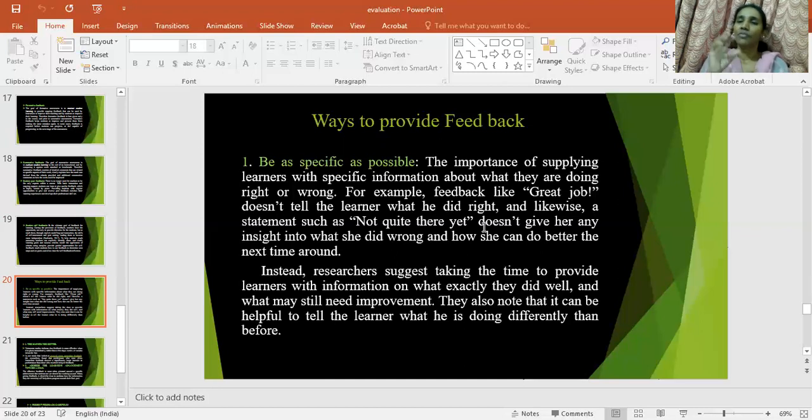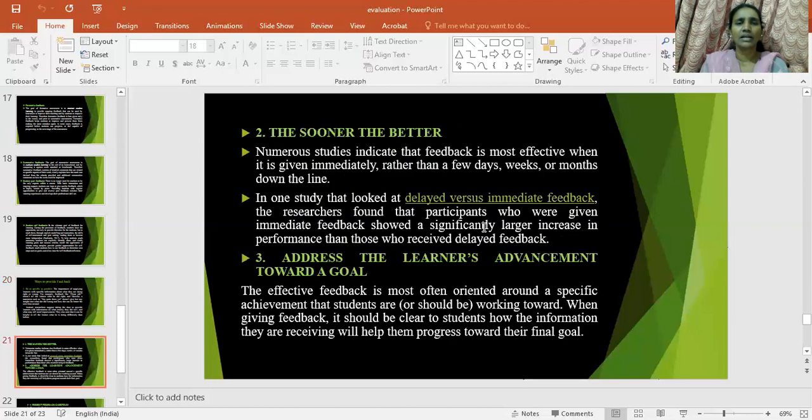Means here, without wasting your time, you have to give the feedback on whether they are going good or not. Are the students doing good things or bad? If they are doing wrong, where are they doing wrong, and if they are doing good, where are they doing good things? So that also you have to tell clearly and specifically.